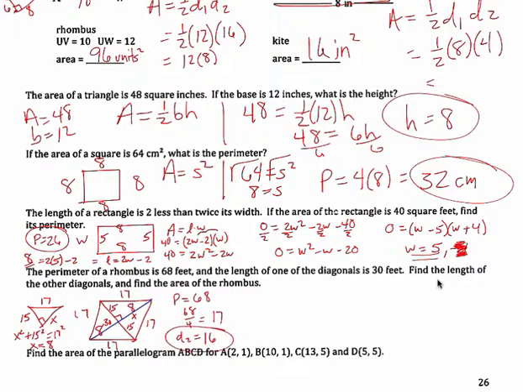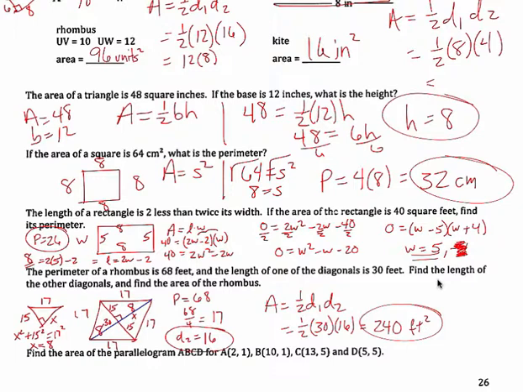Since it then asks me to find the area, I know that the area of a rhombus is 1/2 the diagonal 1 times the diagonal 2, which would be 1/2 of that 30 times 16, which is equal to 240 feet squared. And that would be the area of my rhombus.